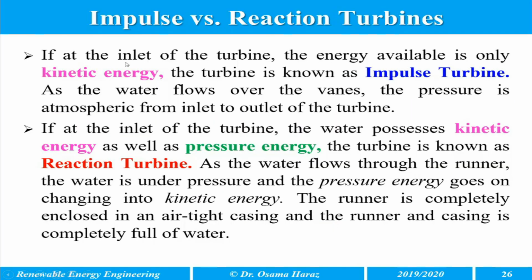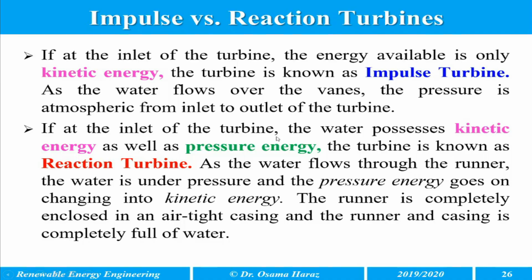If at the inlet of the turbine the energy available is only kinetic energy, the turbine is known as impulse turbine. As the water flows over the vanes, the pressure is atmospheric from inlet to outlet of the turbine.